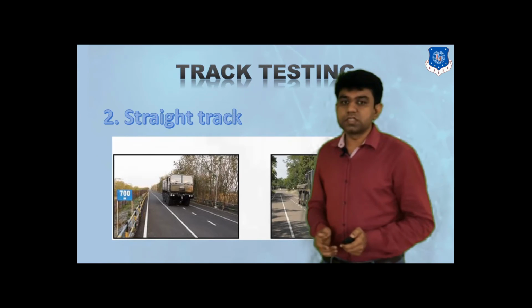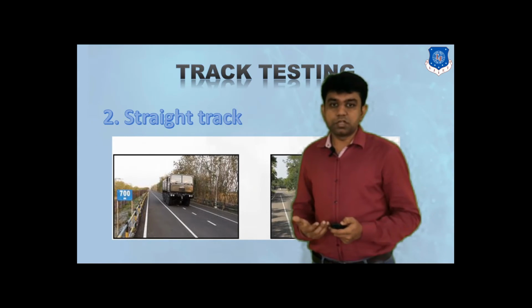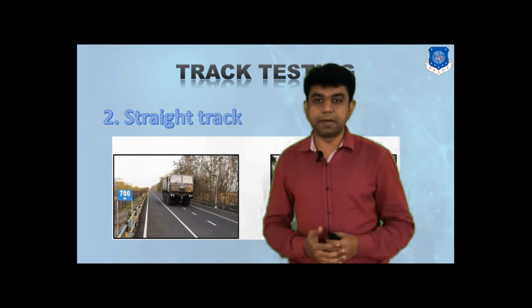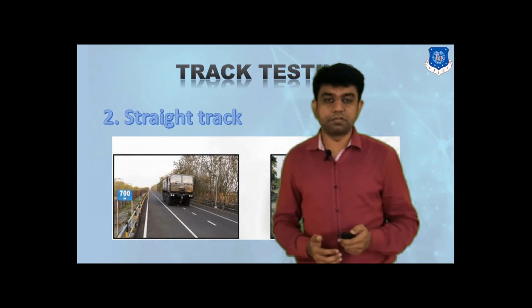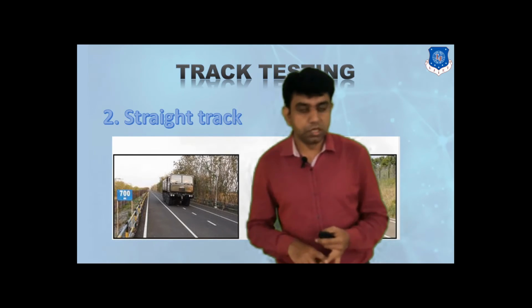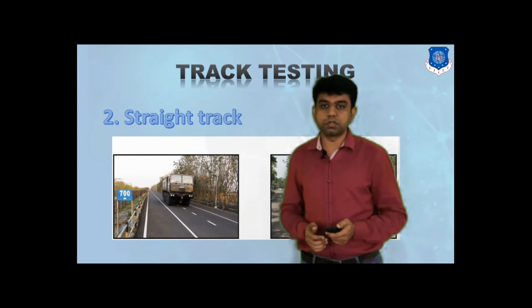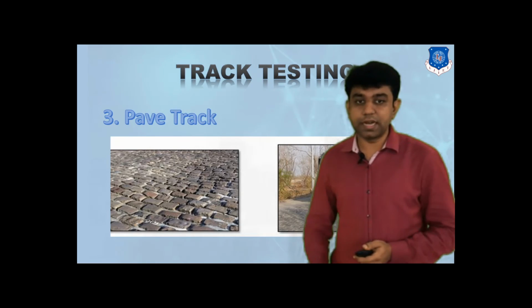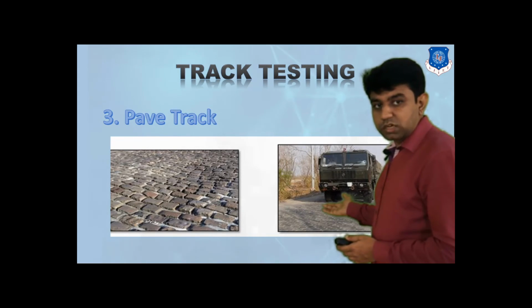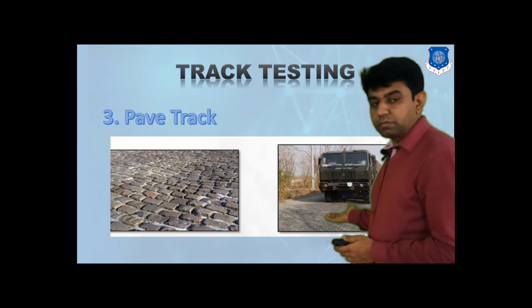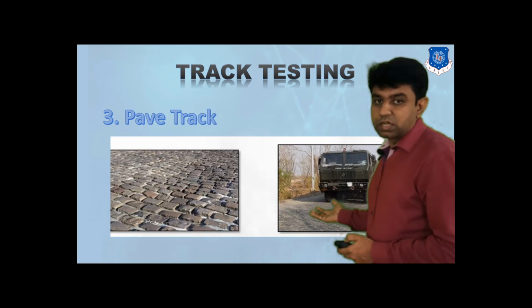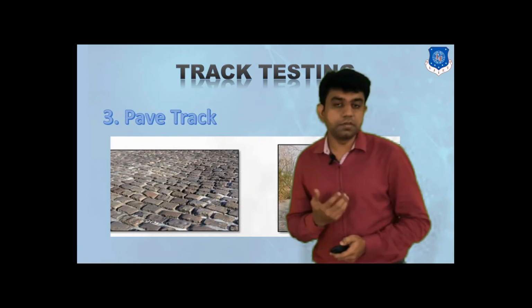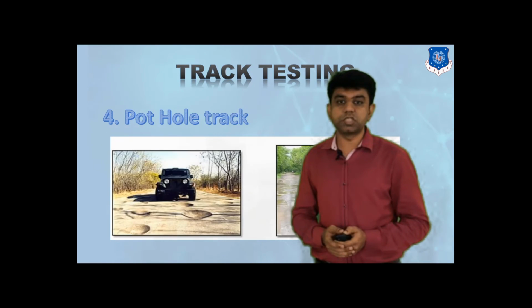The second one is a straight track. In this straight track, obviously no hurdles would be there, but no curves would be kept either. You just need to drive in a straight lane, and the best mileage and best speed can also be checked under this straight track. The third one is a paved track. From the diagram itself, you may get this idea. More of the time, military vehicles need to travel across this kind of pavement surface, right? So how the system of vehicle dynamics behaves in this scenario can also be checked.